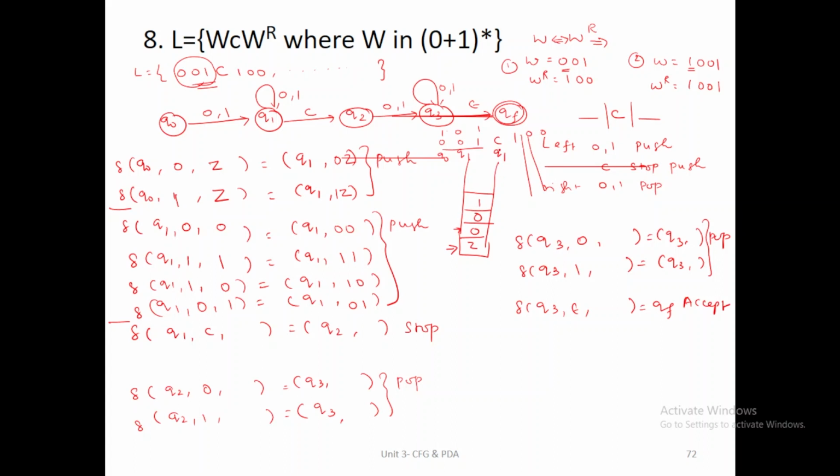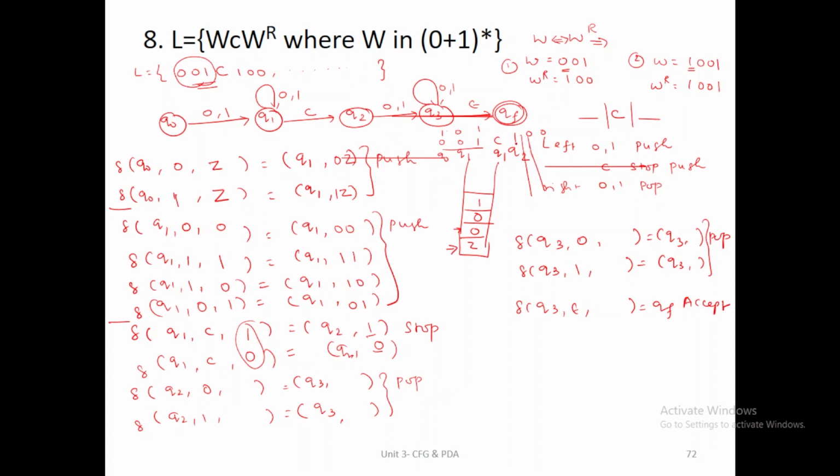Now Q1 with C means it will go to the Q2 state. Then what is your topmost value on the stack? Either it may be 1 or 0, depending upon your input. What should you do? A stop operation. Stop means only one value, that is the topmost value. The topmost value is available in the third parameter. So you just write only that symbol on the right side of the transition function's second parameter. Okay. Then after that, which state will it go to? It will stay in the Q2 state.